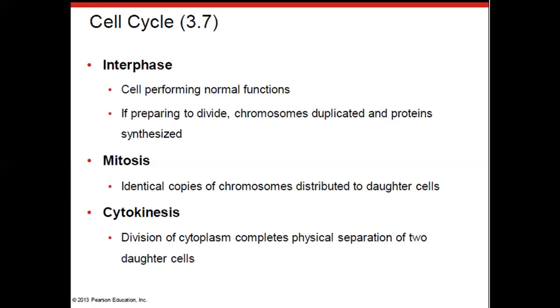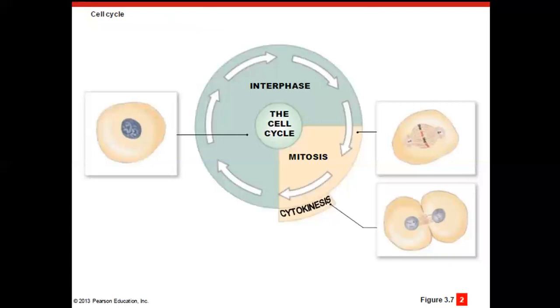So there are three major phases in the cell cycle. We'll break these down a little bit further. Interphase is where cells spend most of their time. And then division is mitosis. And cytokinesis is the very end, once mitosis has occurred, when the cell officially divides. It separates into two daughter cells. So we'll talk about that. There's a figure that describes that.